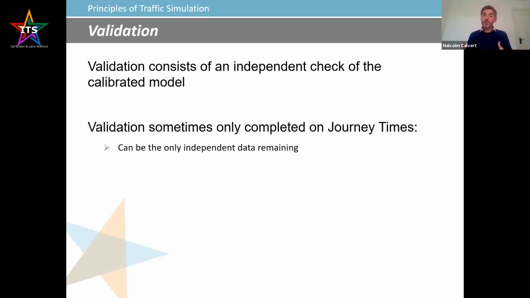And then the validation process is an independent check of that calibrated model. So using some data, it's often journey times, to validate that the model has been well calibrated and is a good representation of reality. And once we've done that with a traffic model, once we've got what we would call our base model, or calibrated or validated model, we then got a really great baseline to then test all different kinds of scenarios within that system.